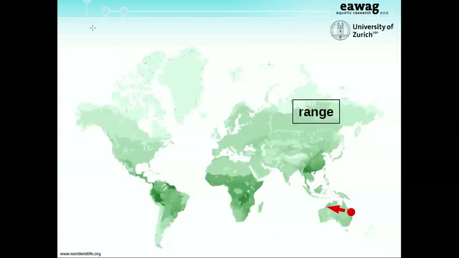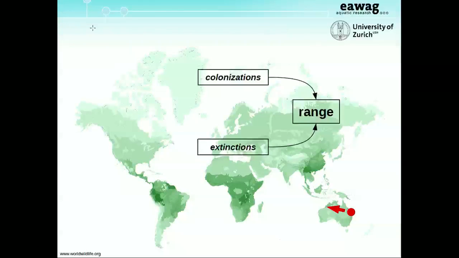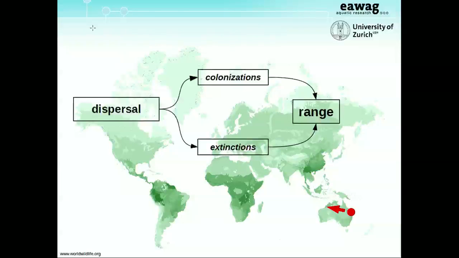And so if we do that, I think two things become quite immediately clear. That colonizations are an important driver of ranges because they lead to range expansions. And on the other side, extinctions are important drivers of ranges because they lead to patch extinctions and range contractions. And while this might seem trivial to some of you, it also highlights that dispersal is really important because dispersal is really the driver of colonizations, and dispersal may also lead to local patch extinctions.